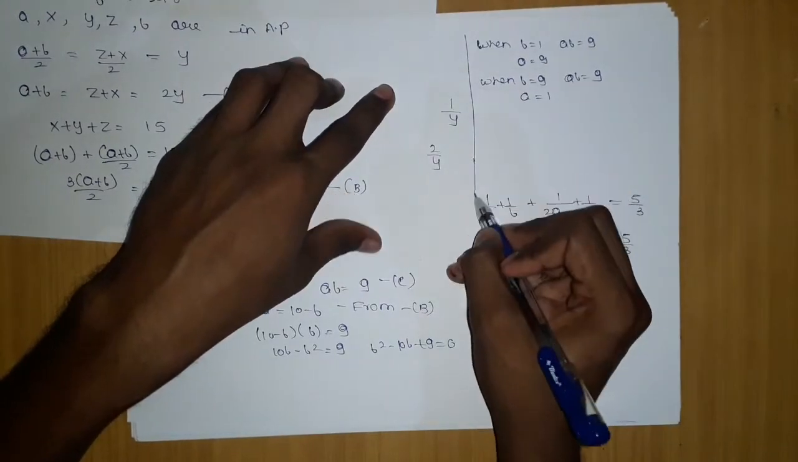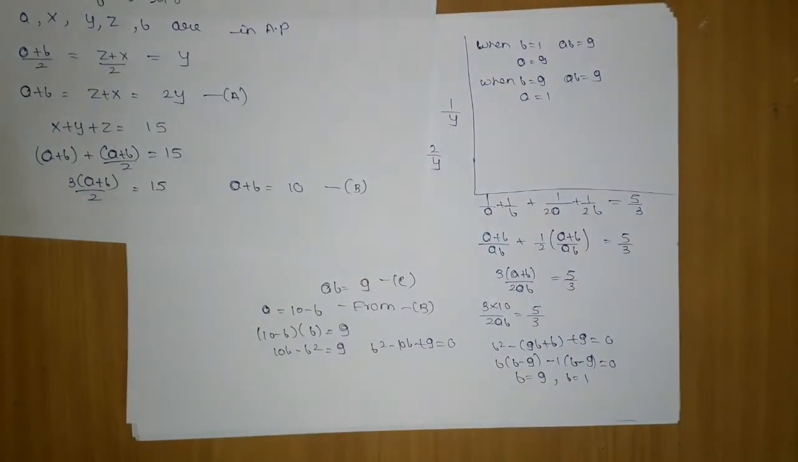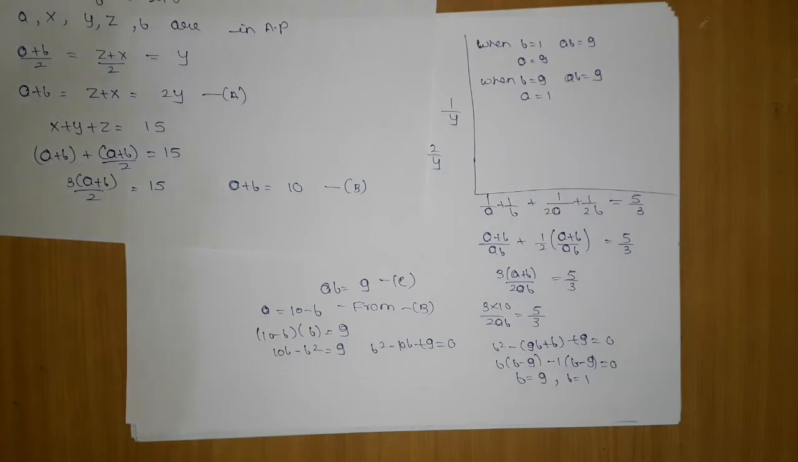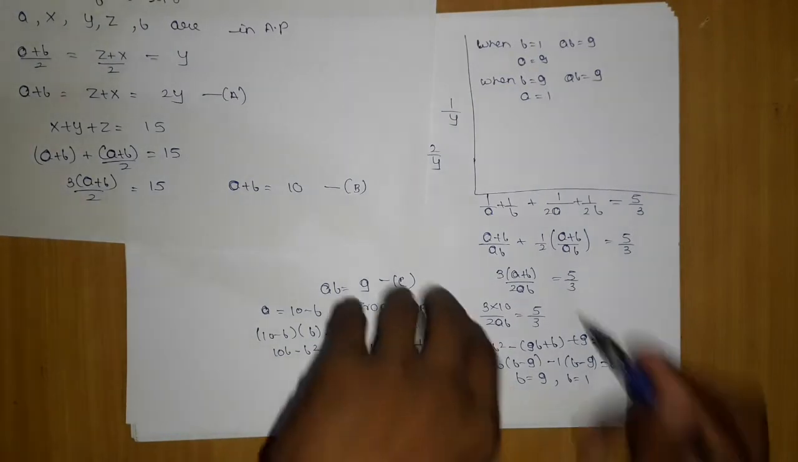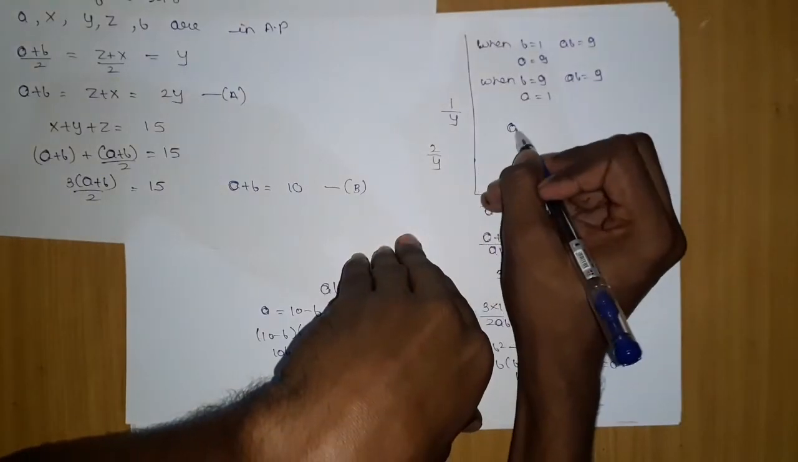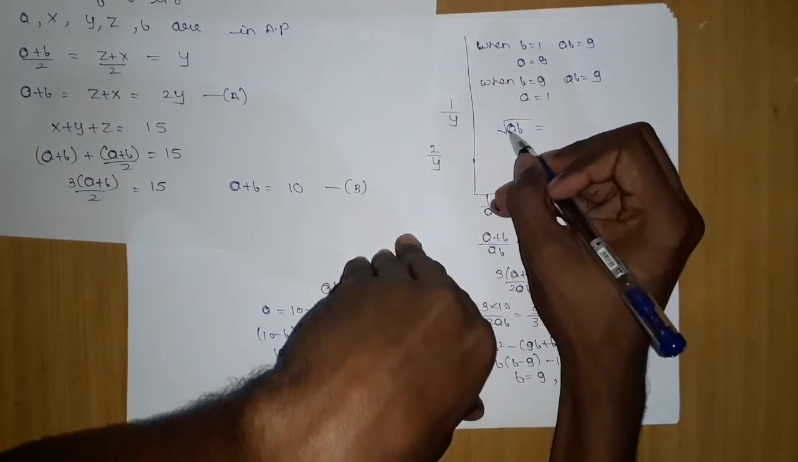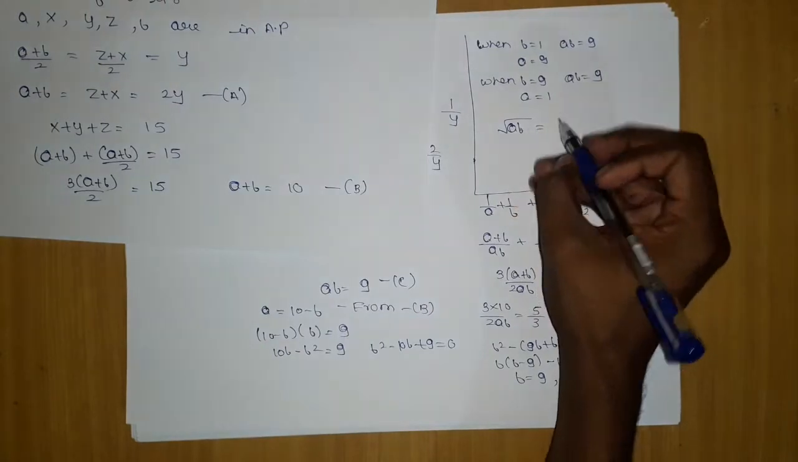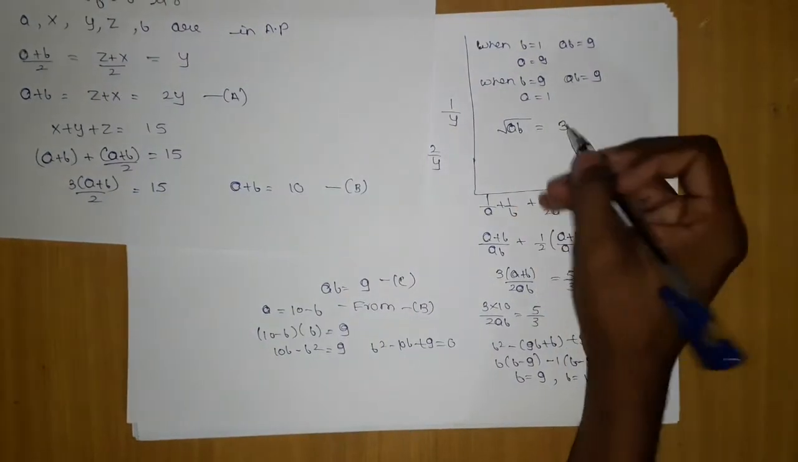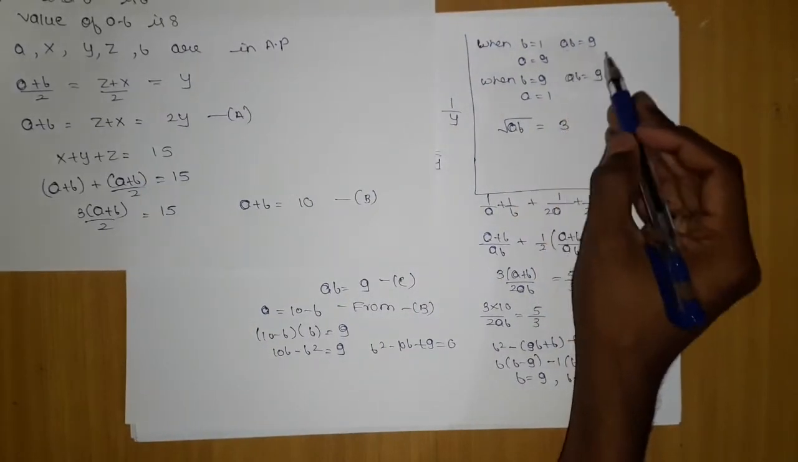By this concept I can have two answers. Now I want to check all the options. For GM checking, under root A into B will be what? 1 into 9, it will be nothing but 3. So the first one is correct. No matter what value you take, A into B will be 9 only. So my first option is correct.